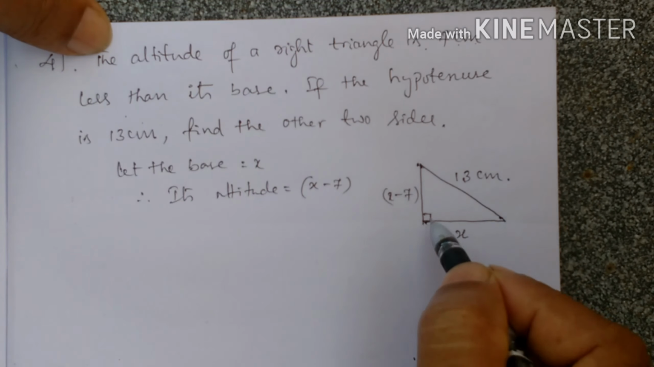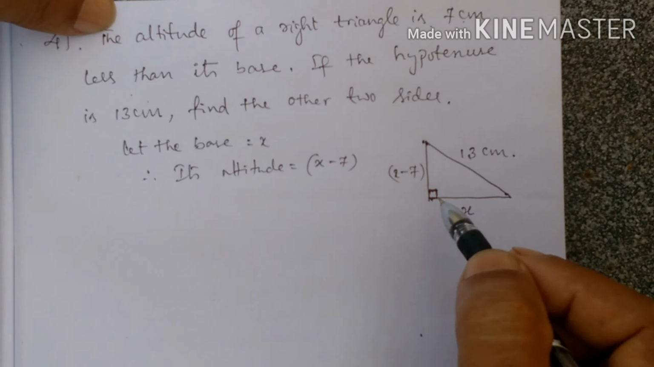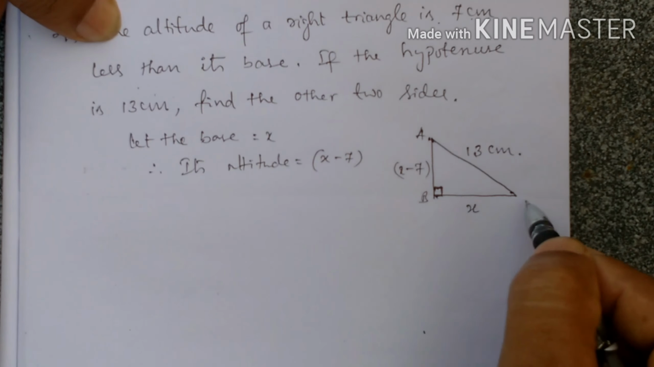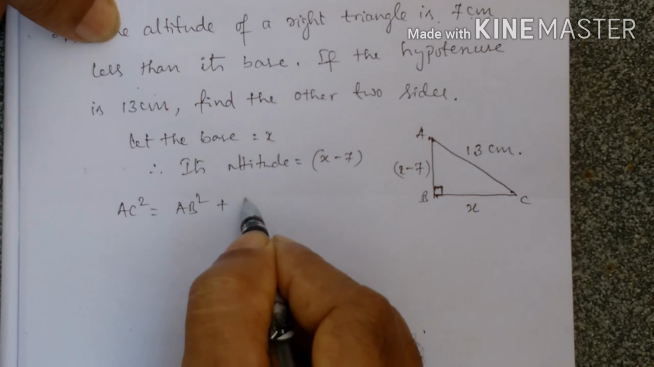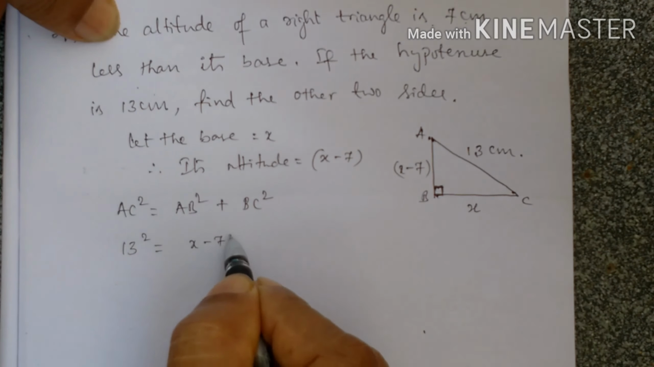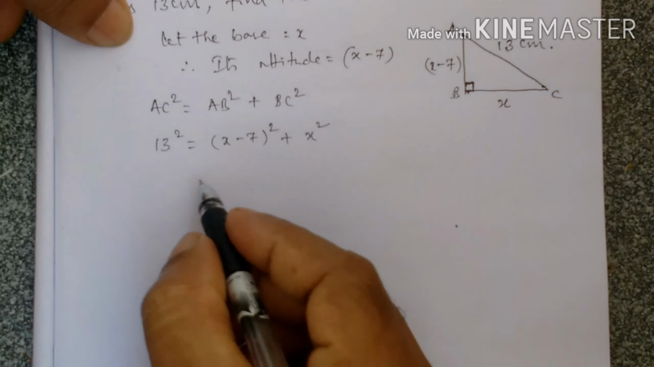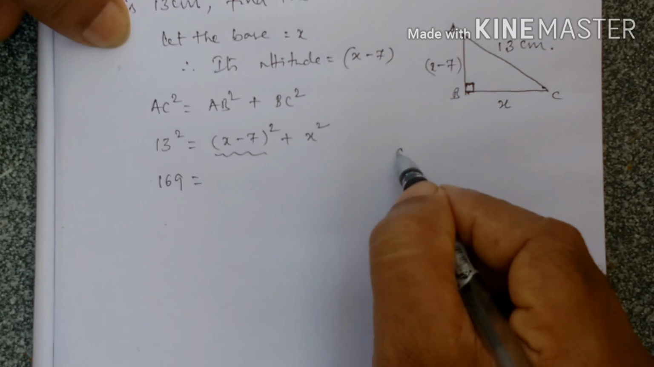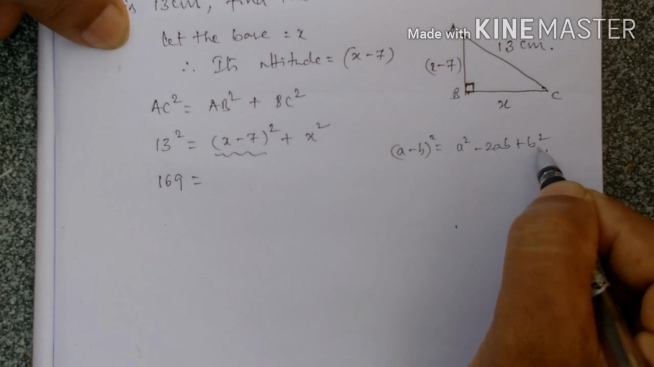The hypotenuse is given. So once again it is very clear that whenever a right angle triangle is given, we usually have to apply the Pythagoras relation. By applying the Pythagoras relation, we know that AC square, that is hypotenuse square, is equal to the sum of the squares of the other two sides. So that is 13 square is equal to x minus 7 the whole square plus x square. 13 square you already know is 169. This is in the form of a minus b whole square, which is equal to a square minus 2ab plus b square.